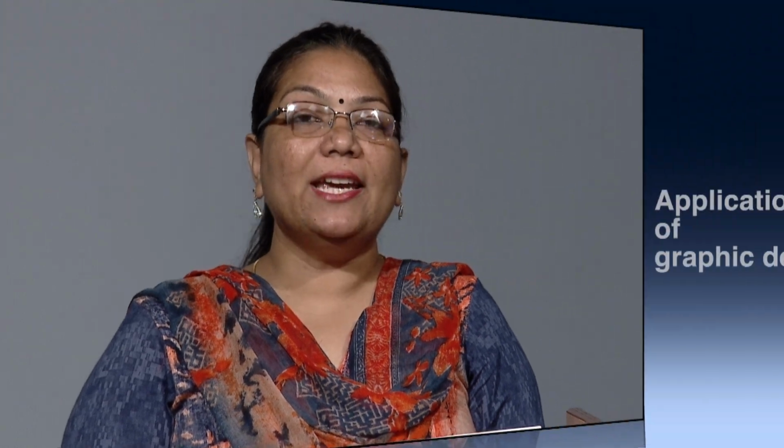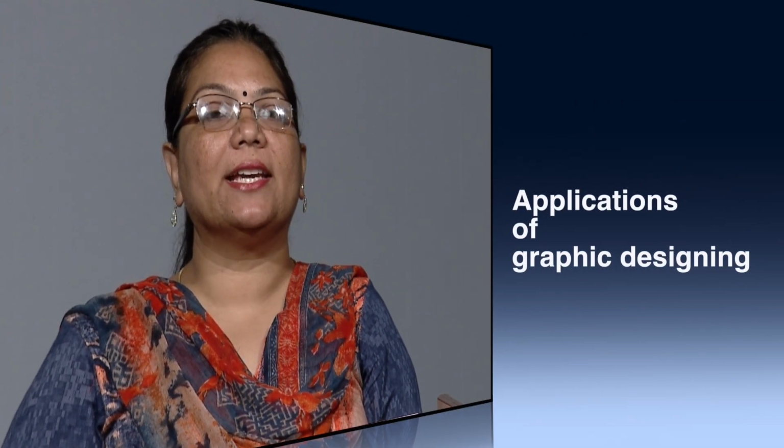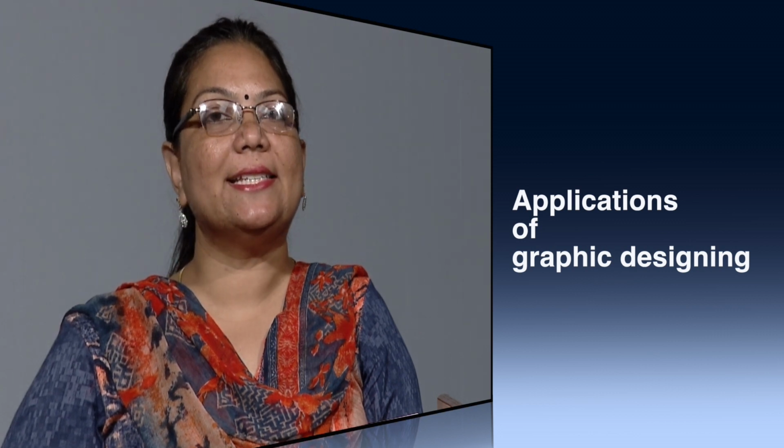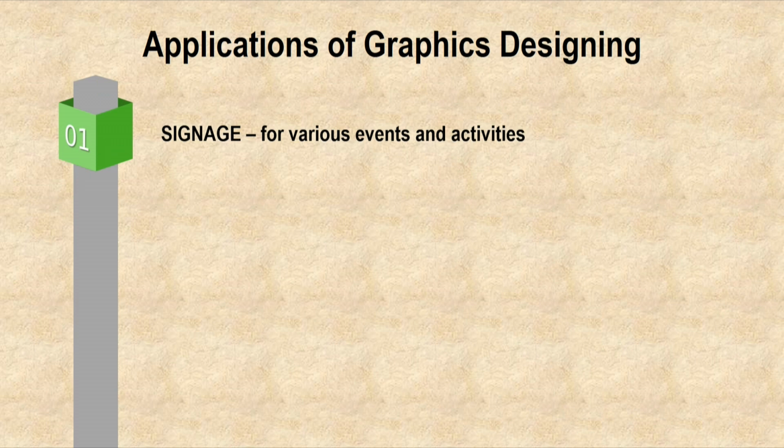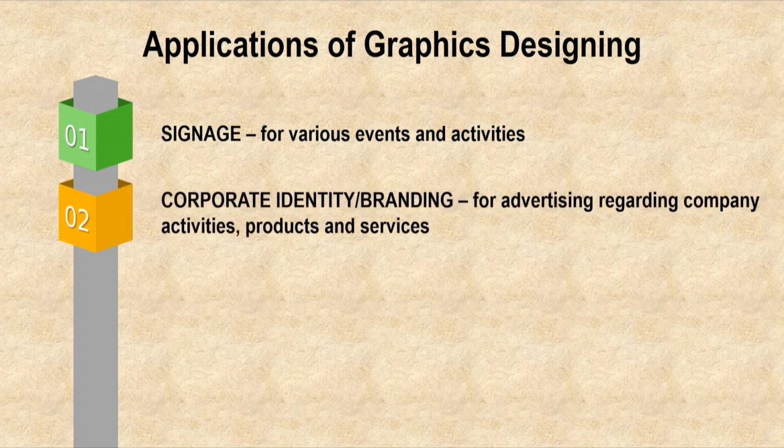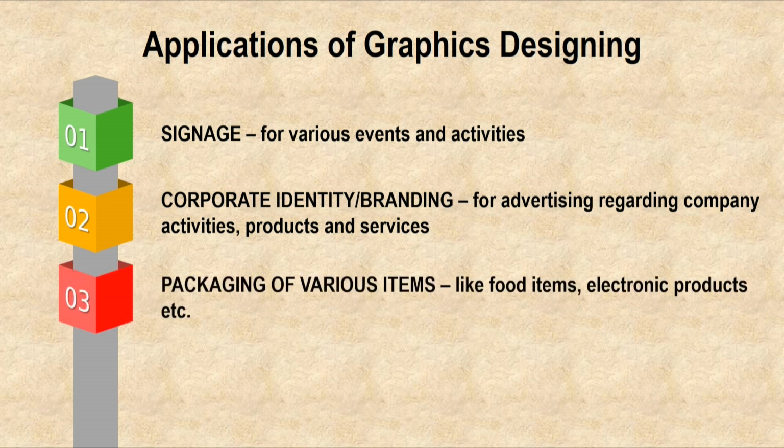After understanding all these basic things like color models, color theory, and the concept of resolution, we have different sorts of applications that we can think of designing using various digital image editing tools. For example, signage for various events and activities, corporate identity or branding for advertising the different company activities, products and services. Similarly, we can have packaging of various items, such as food items, electronic products and so many other things for which we can think of designing the packaging.